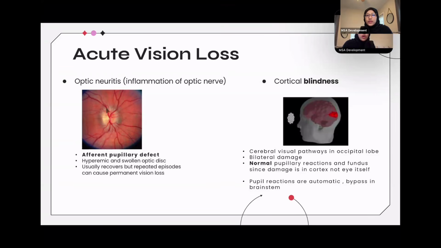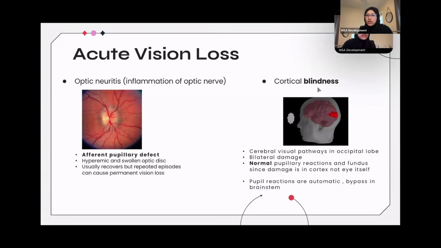You will have a swollen optic disc, and it usually recovers, but it can cause permanent vision loss if it happens a lot of times. Now that can happen acutely, episodically, and one of the associations is multiple sclerosis, because that can cause inflammation of nerves, right? It's an autoimmune disease. Now, remember the afferent pupillary defect we talked about in optic neuritis, the optic nerve defect itself, or damage in the retina, so retinal detachment. Both of these are related because both of them affect the nerves, okay?